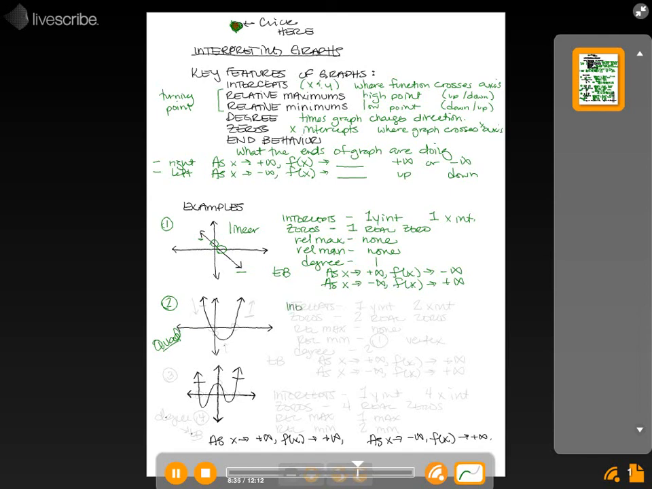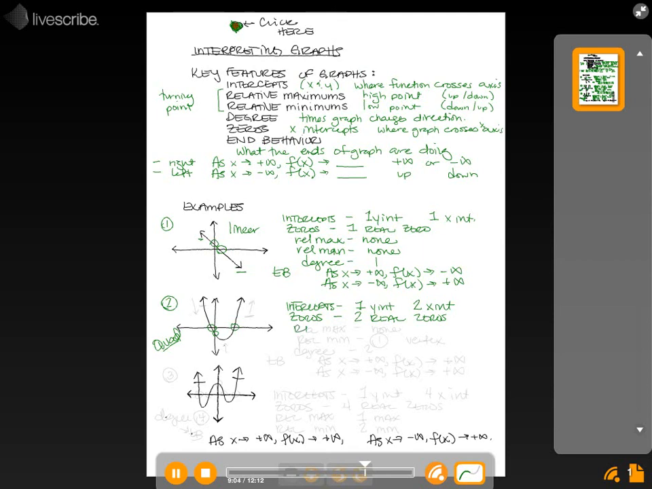Our intercepts. That graph crosses the y-axis once, so it has one y-intercept. And it crosses the x-axis twice, so it has 2 x-intercepts. I'm going to go right to zeros now because, again, the zeros are the x-intercepts. We have 2 real zeros because that graph has 2 x-intercepts.